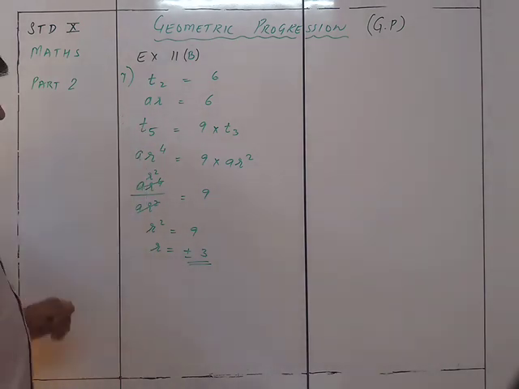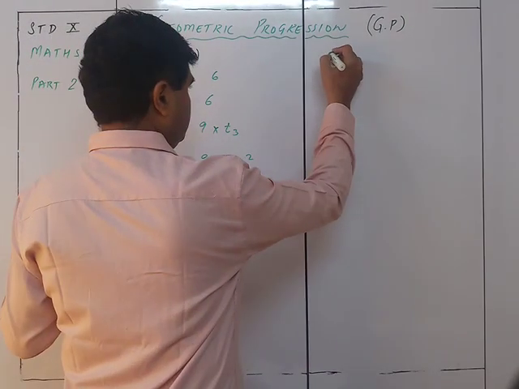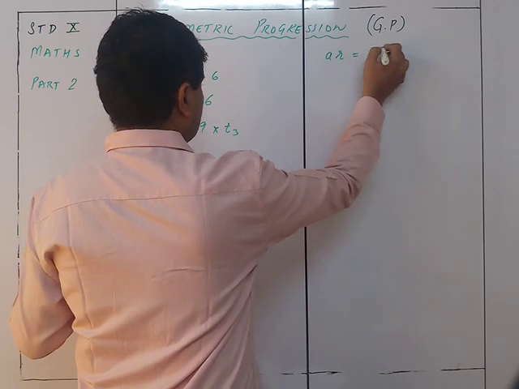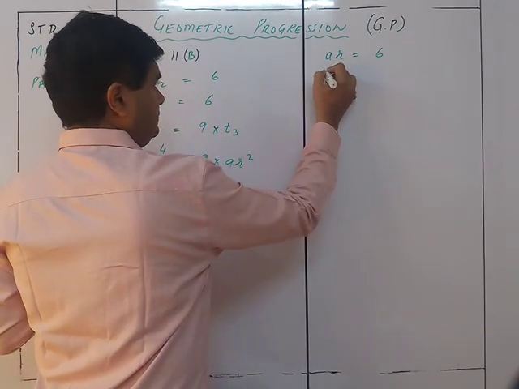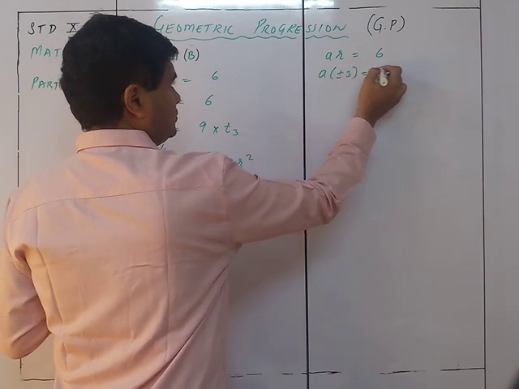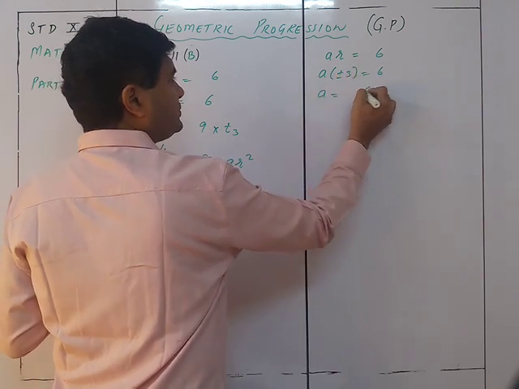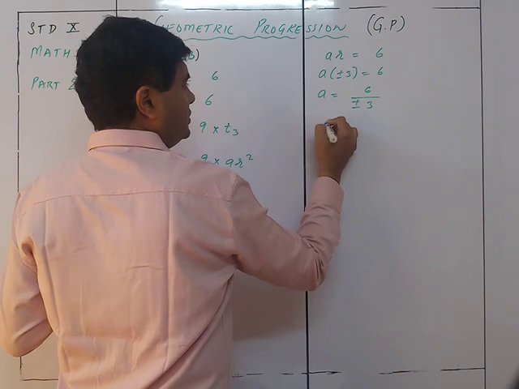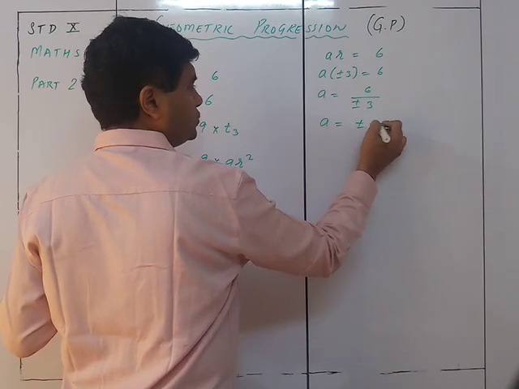We need to find out the A. So we see here AR is equal to 6. A into plus or minus 3 is equal to 6. So A is equal to 6 upon plus or minus 3. So A is equal to plus or minus 2.